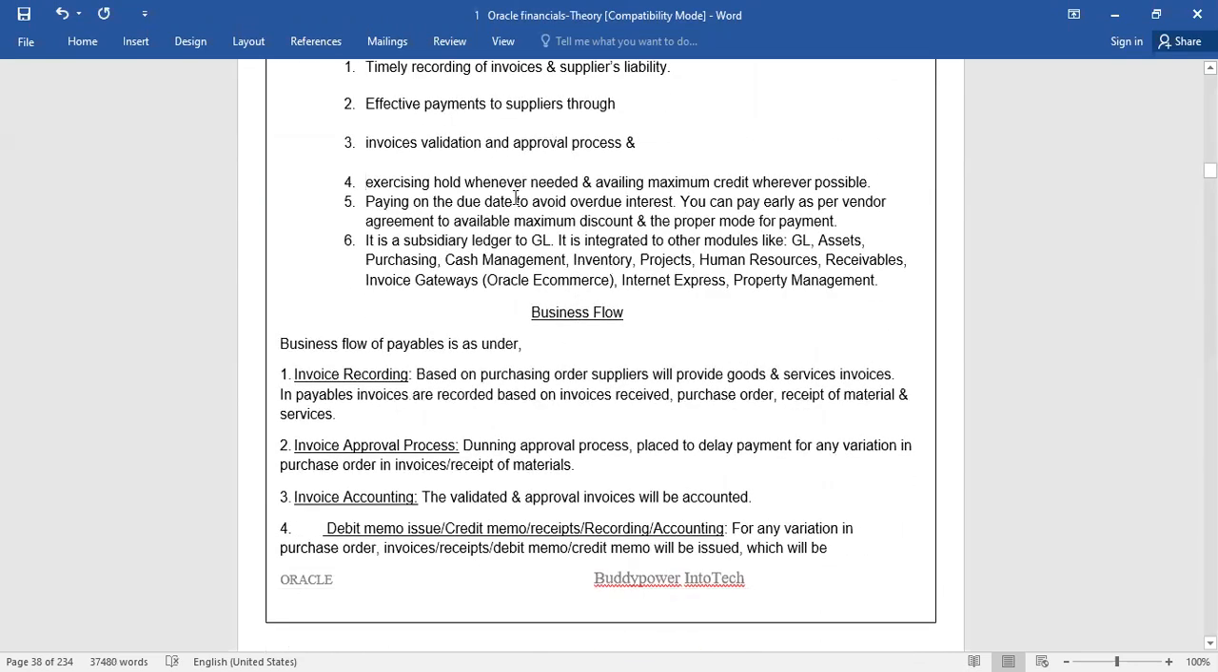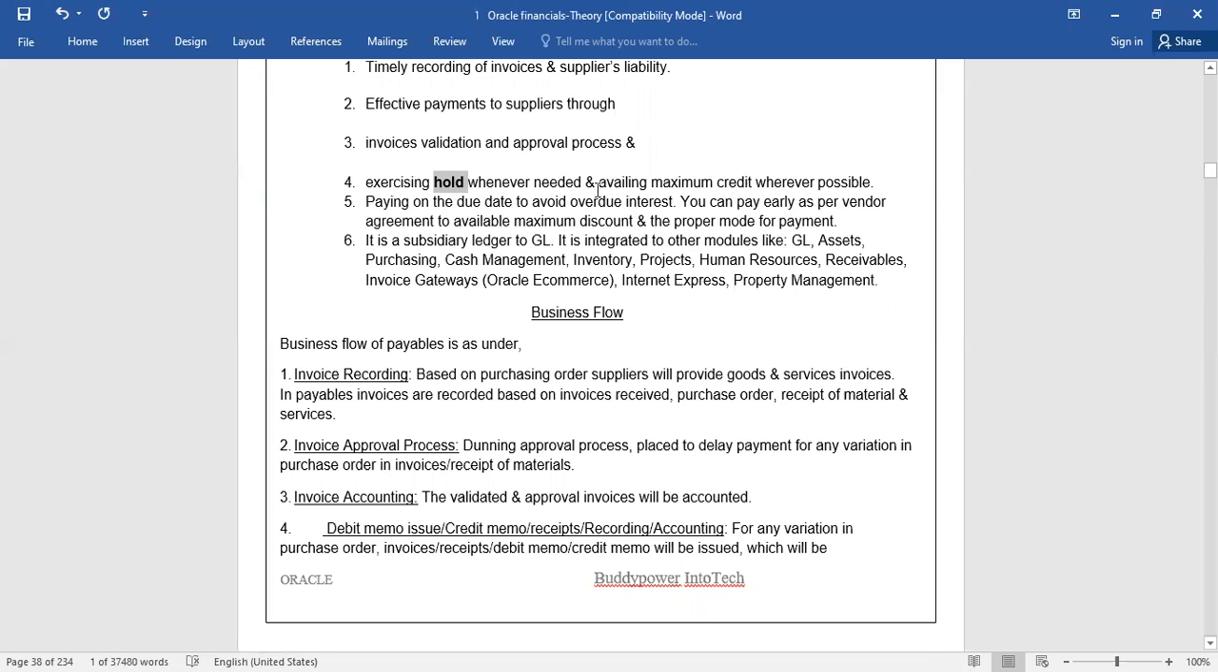Processing holds whenever you need it. There is a concept of hold in Oracle. What is a hold? If it is an invoice which is not to be paid, it has to be put on hold for several days. We'll see later.